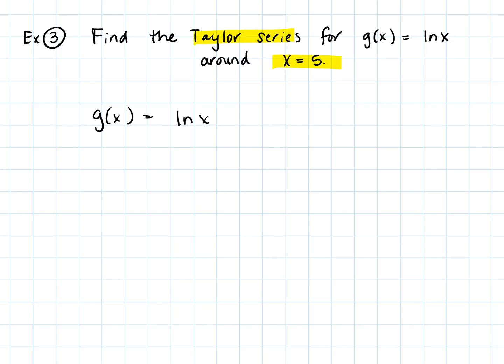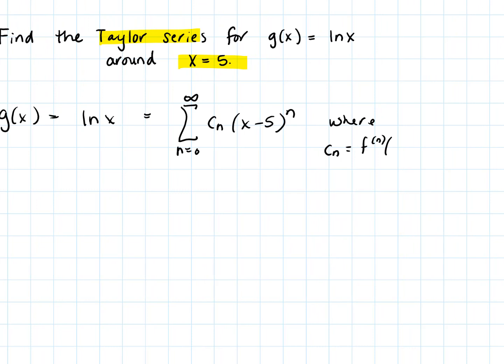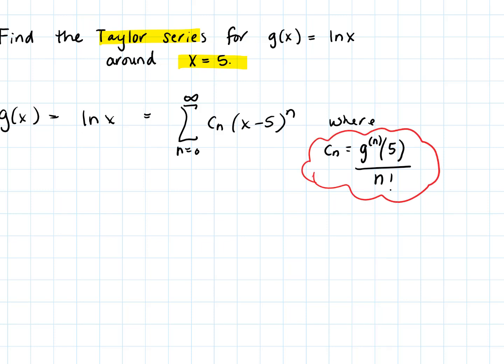So that means that g of x, which is equal to the natural log of x, is going to be equal to some power series from n equals 0 to infinity of c sub n times x minus 5 to the nth, where our c sub n's are going to be equal to the nth derivative of that function, sorry, it's actually g, not f, where the nth derivative of g evaluated at 5 over n factorial. So that's the key.